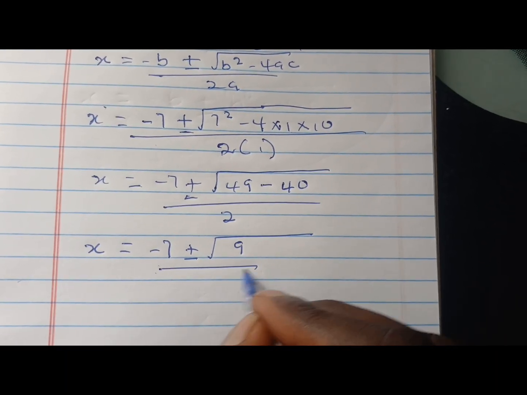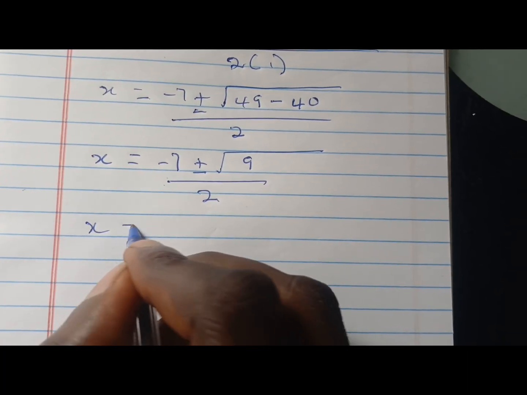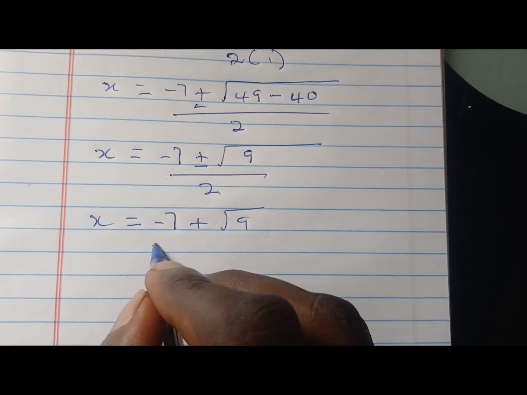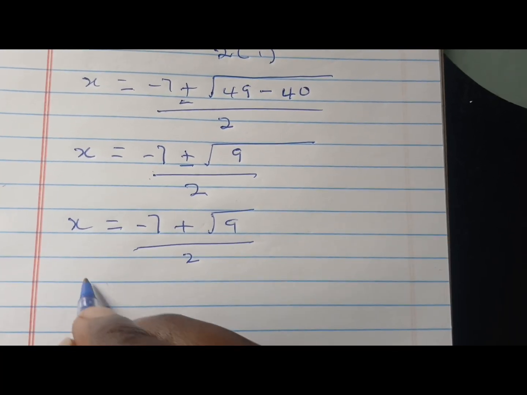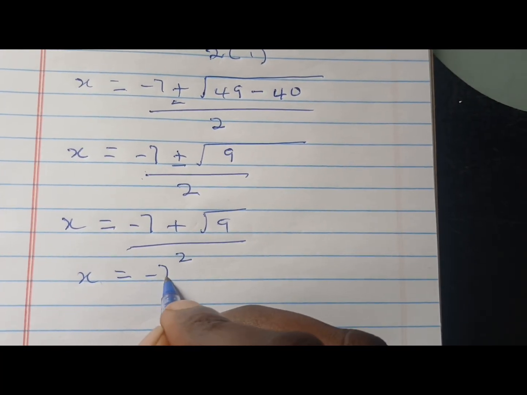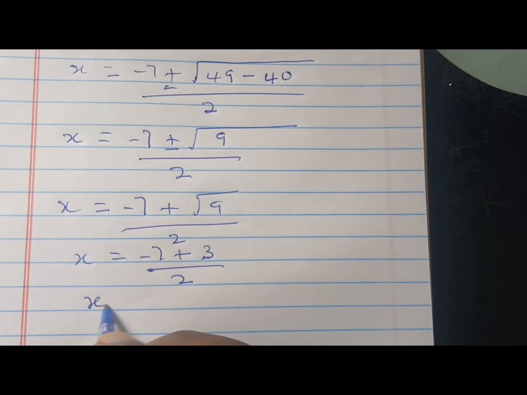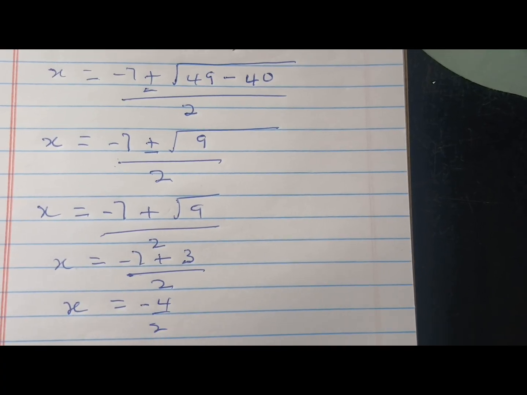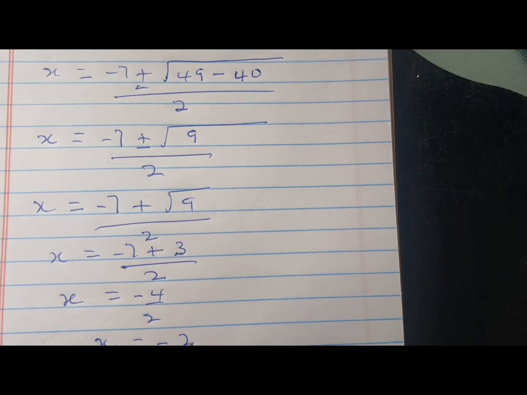Now let's do the negative one also. Now we have x to be equal to minus 7 minus the square root of 9, all on 2. So x is equal to minus 7 minus the square root of 9, which is 3, all on 2. x is equal to minus 7 minus 3, which is minus 10, on 2. x is equal to 2 goes into minus 10, minus 5.